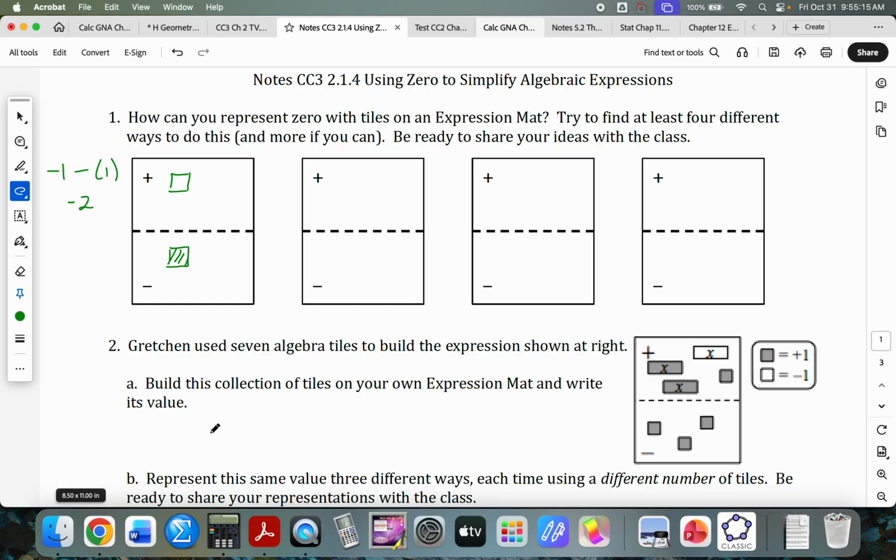So Garrett, how could you fix this without even adding any extra tiles? Do you see an easy way to fix it? Okay, so one way to do it would be to put this negative down here in the negative region. That would absolutely be 0, right?